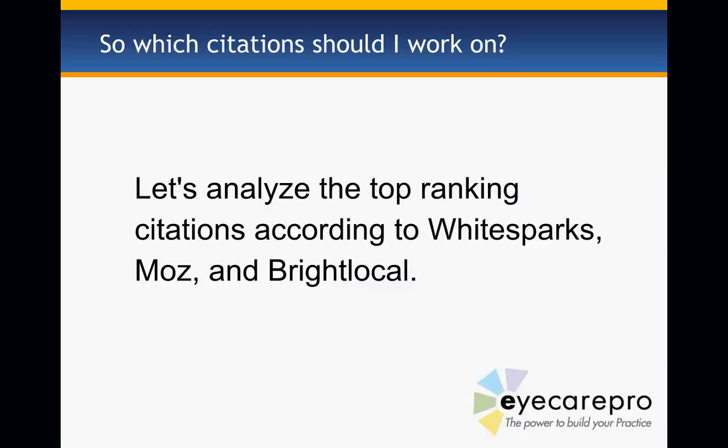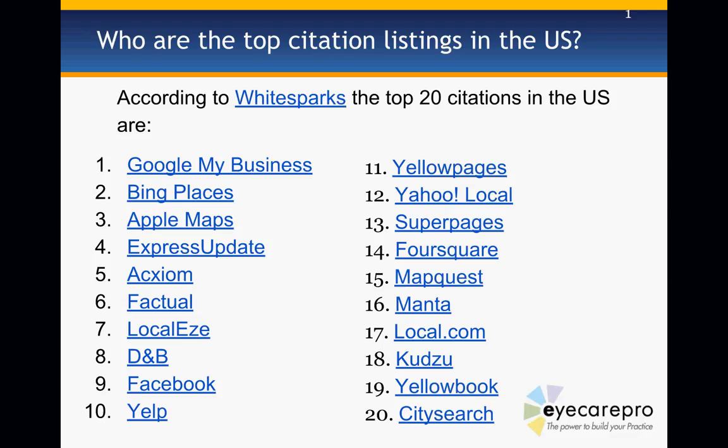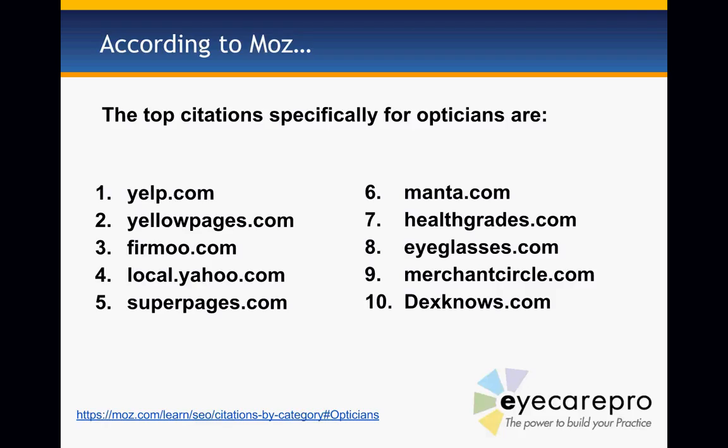So let's have a look at the citations themselves and which ones are ranking best according to WhiteSparks, Moz, and BrightLocal. If we look at WhiteSparks, we see, of course, number 1. This is actually a list of 50 top citations, but I only did the first 20, I think. We see, obviously, Google My Business, followed by Apple Maps, Bing, right? Some interesting points is that Express Update is followed by 2 data aggregators, Axiom and Factual. A lot of these are the ones that we use, obviously.